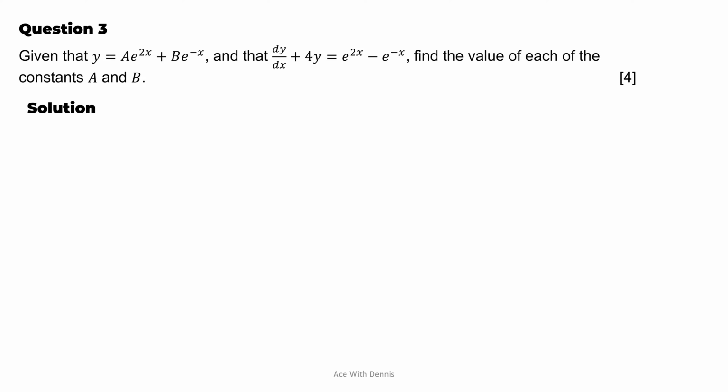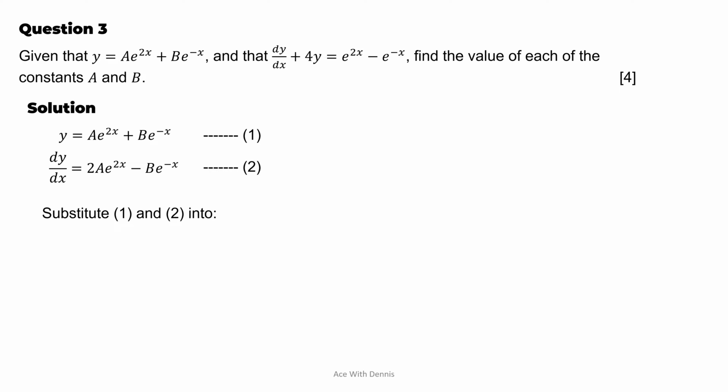Here's the solution. Given the equation y equals ae to the power of 2x plus be to the power of negative x, the first thing we need to do is differentiate this equation. We get dy over dx equals 2ae to the power of 2x minus be to the power of negative x. So we can label this as the first equation and this as the second equation.